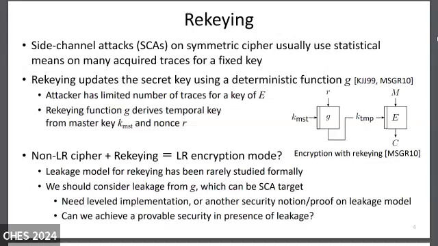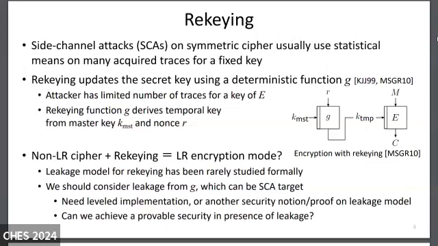In addition, leaking is another type of countermeasure, as I said. Side-channel attacks on symmetric ciphers usually use statistical means like correlation coefficient and negative log likelihood on many acquired traces for a fixed key. This means the success rate of an SCA heavily depends on the number of available traces. Therefore, leaking updates the secret key using a deterministic function called a leaking function G here, such that the attacker cannot obtain a sufficient number of traces for a fixed key. The leaking function G derives a temporal key from the master key and nonce.